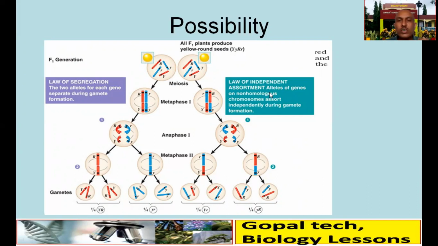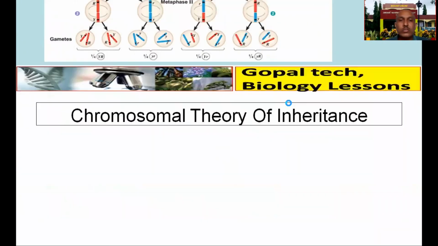Or the third law what you have studied, the law of independent assortment. The alleles of the genes on non-homologous chromosomes, which are not similar in structure, assort independently, वो किसी के ऊपर डिपेंड नहीं है, वो इंडिपेंडेंट है, किसी के साथ भी एक्सप्रेस हो सकते हैं during the gamete formation. So therefore, see, 1/4 of the gametes are capital YR, अगर आप round और yellow लेंगे, and small yr या capital Y small r या small y capital R. So in a dihybrid cross, we get 4 different types of gametes. Okay, so that is what we are studying.